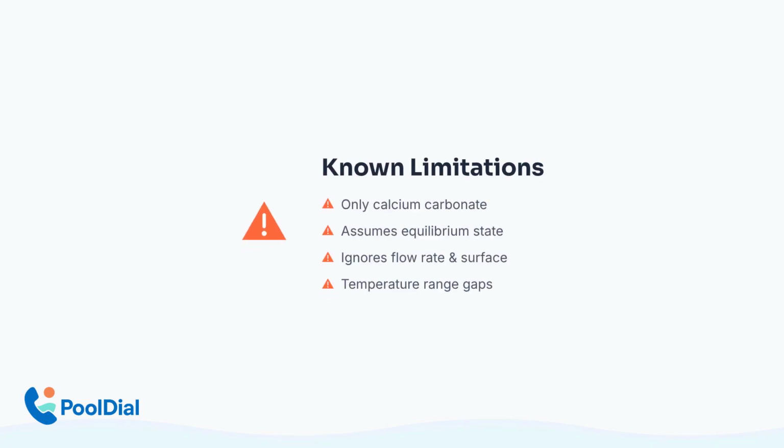Langelier acknowledged the limitations. LSI only considers calcium carbonate, not magnesium or phosphates. It assumes equilibrium, which pool water rarely reaches, and it ignores flow rate. Like, the same LSI causes more damage in stagnant water than in high flow pipes.